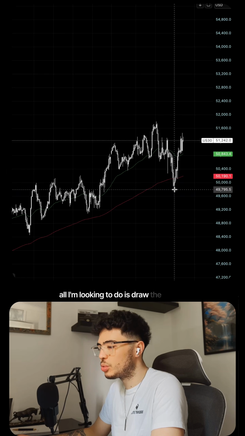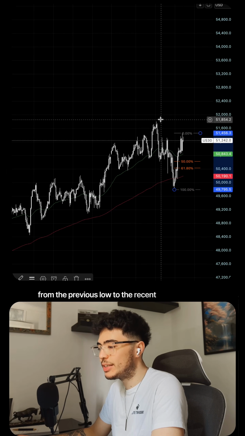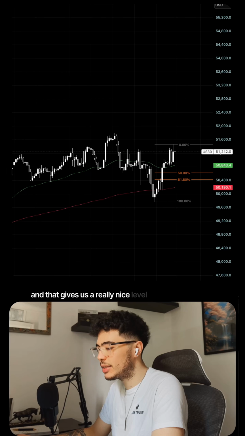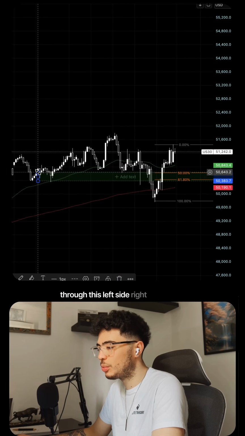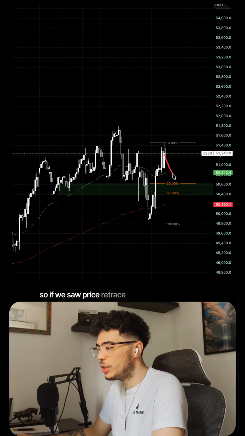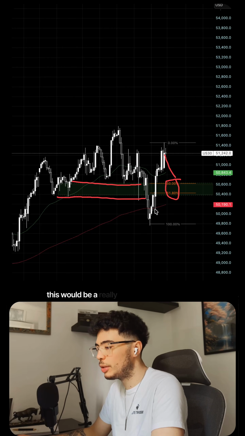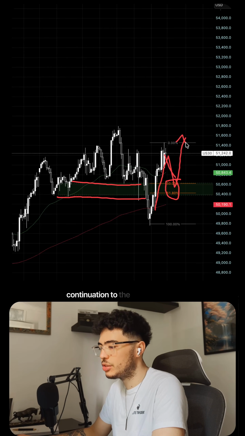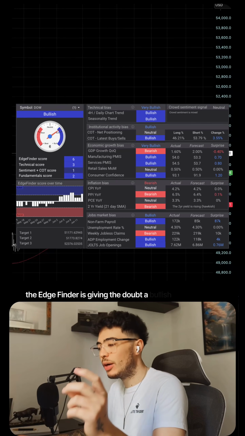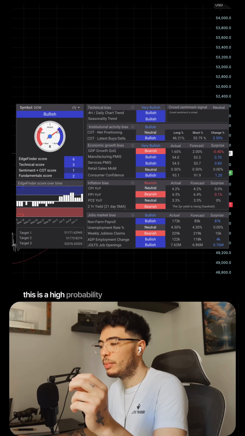All I'm looking to do is draw the fib from the previous low to the recent high, and that gives us a really nice level of support through this left side right here. So if we saw price retrace back into the fib, retest previous structure or previous support, this would be a really nice break, retest continuation to the upside. Now the Edge Finder is giving the Dow a bullish reading, meaning this is a high probability trade idea for us to take.